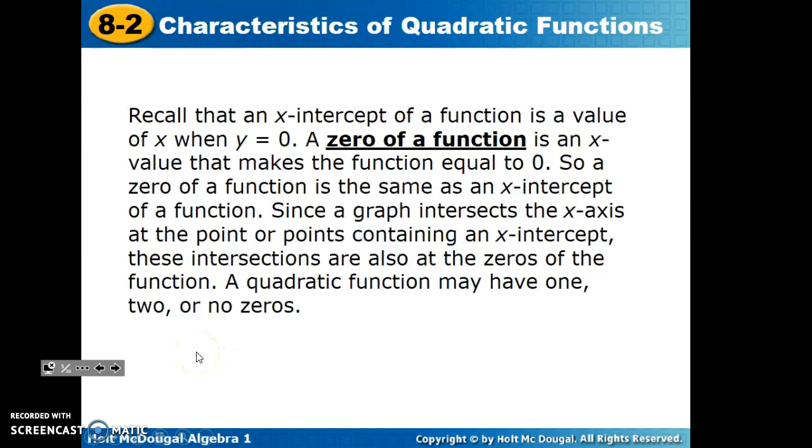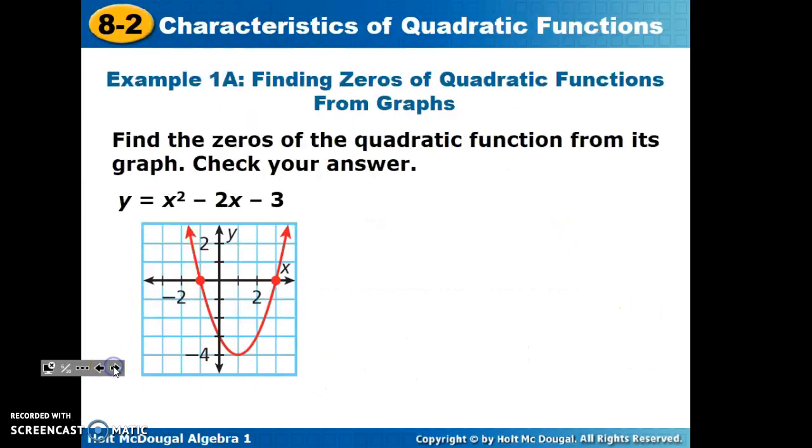So recall that an x-intercept of a function is a value of x when y equals 0. A zero of a function is an x value that makes the function equal to 0. So a zero of a function is the same as an x-intercept of a function. This is very important. This needs to go in your notes. These are synonymous. The zero of a function is the x-intercept. Since a graph intercepts the x-axis at the point or points containing an x-intercept, these intersections are also called the zeros of the function. A quadratic function may have 1, 2, or none.